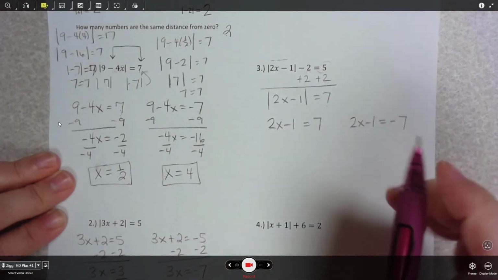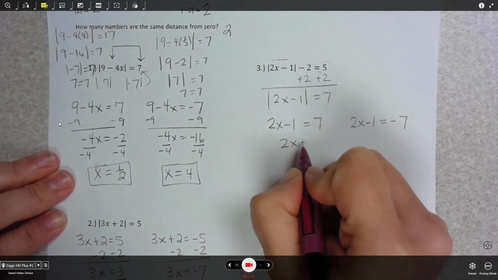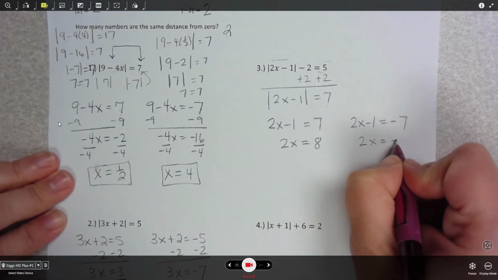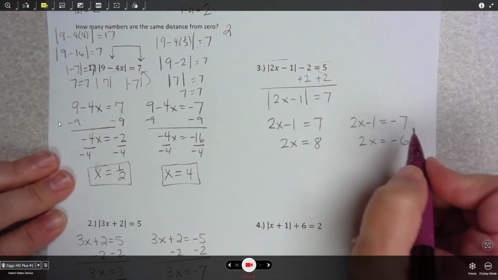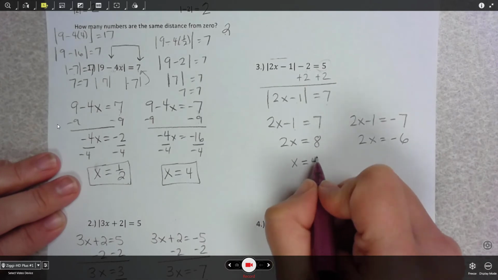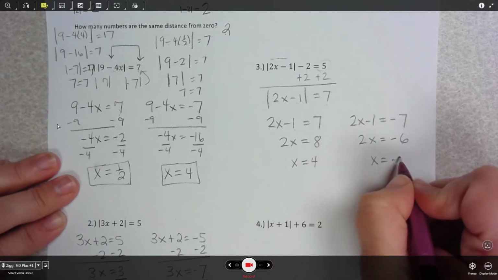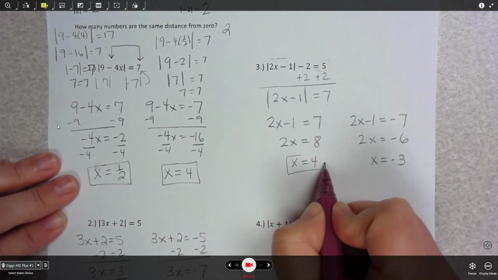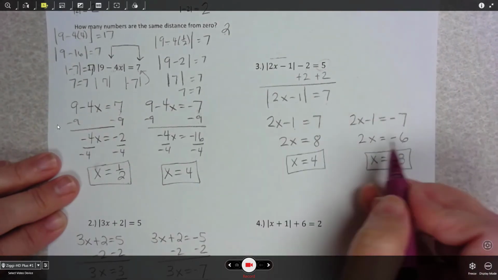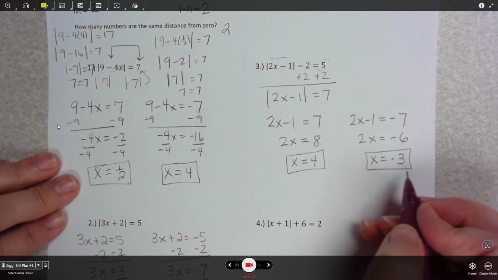So I'm going to solve my two equations. I'm going to add 1 to both sides. Alright, so I'm adding 1 and adding 1. Then I'm going to divide both sides by 2. Alright, and if you need to write that step down, please write it down. Alright, I added 1, divided everything by 2, and I get 4 and negative 3.